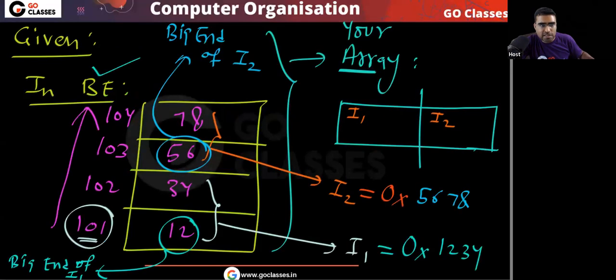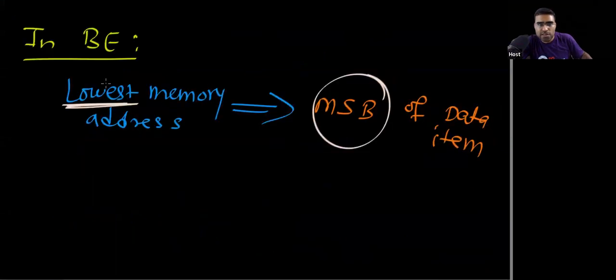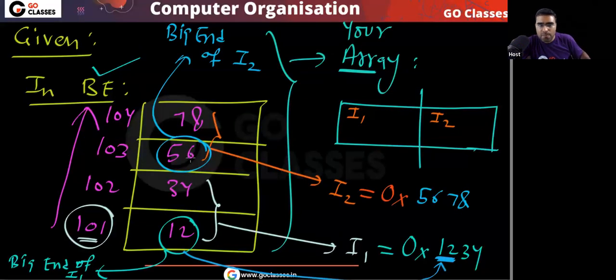So you can see here, this is the lowest address, 101. So here, this is the most significant byte of I1. I told you that on the lowest memory address, you will get the most significant byte of the data item. Similarly, here this is the most significant byte of the data item I2. Is this clear? So very simple.